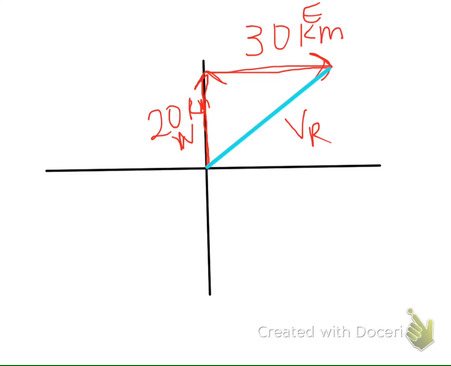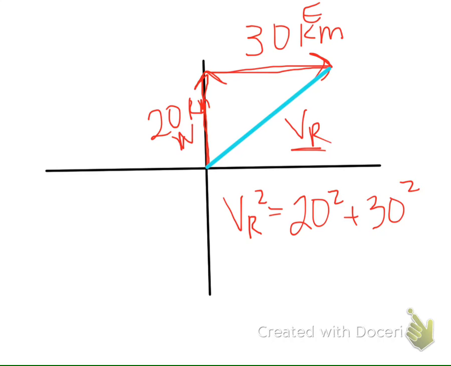Okay, so if I ask, how far is this person from home, this is what I'm trying to find. I'm trying to find this resultant vector. So how do I find that value? Yeah, Pythagorean theorem. So v sub r squared equals 20 squared plus 30 squared. And what'd you get for v sub r then? 36.05, okay. And the units there are kilometers.